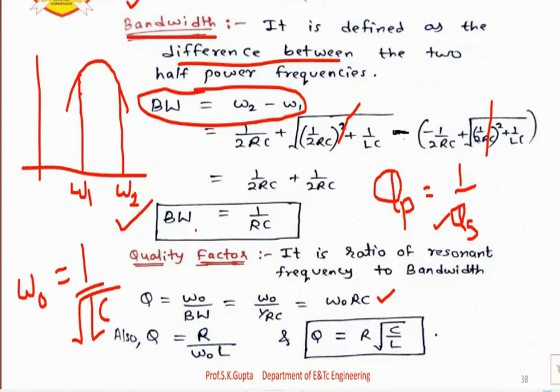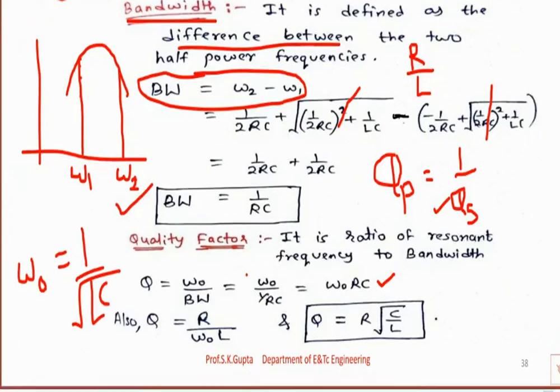Now one more observation about bandwidth here. Bandwidth is 1 upon RC, so it is independent of inductor. Even if I change the value of inductor, my bandwidth will not change. In series RLC circuit, bandwidth is R upon L, and there it was independent of capacitor. By increasing or decreasing the capacitor value in series RLC circuit, bandwidth will not change. Similarly, in parallel RLC circuit, if I change the value of inductor, the bandwidth will not change. It remains the same.